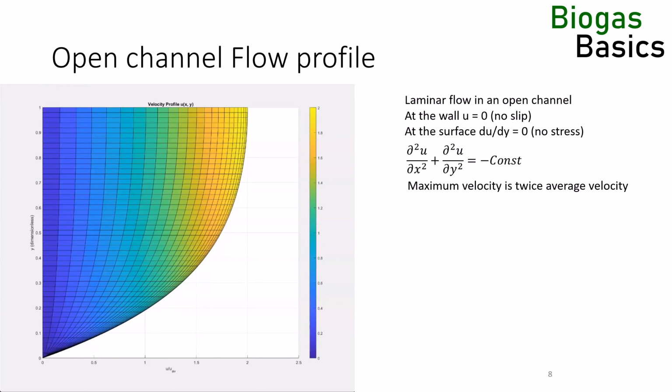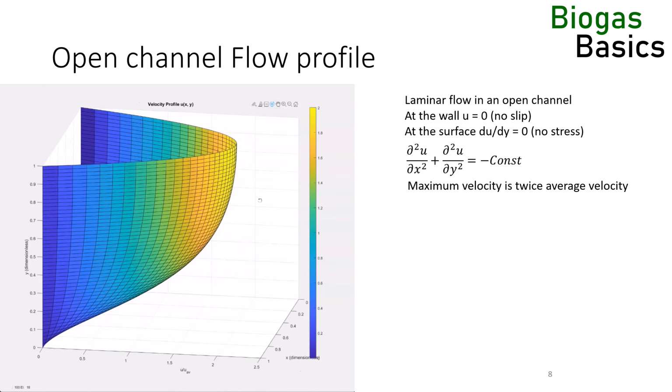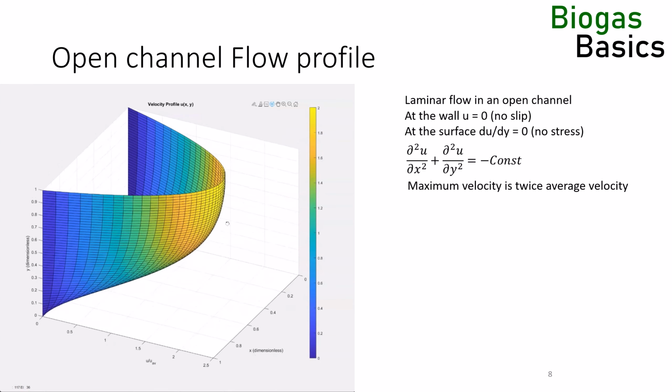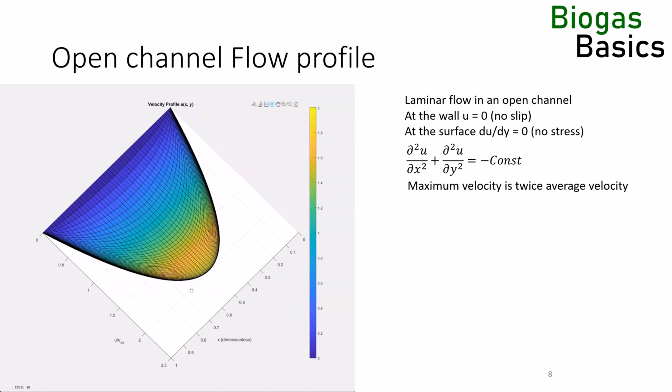On the abscissa, we have the velocity of a developed laminar flow normalized to its average velocity. The ordinate shows the y-coordinate or the dimensionless height of the channel. We are looking at the flow profile from the side of the reactor. The full profile becomes visible in the 3D projection. From the top, we can see the parabolic profile.